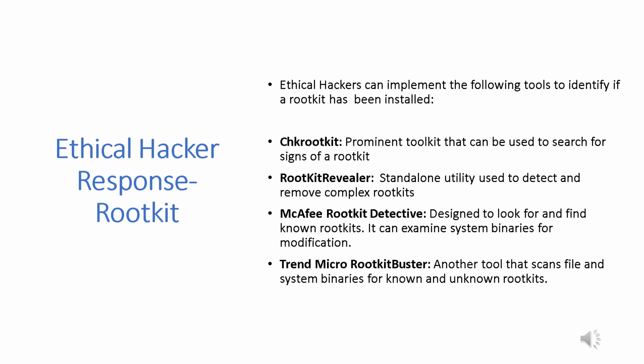Ethical hacker response to rootkits. Ethical hackers can implement the following tools to identify if a rootkit has been installed. The chkrootkit, a prominent tool that can be used to search for signs of a rootkit. The RootkitRevealer, a standalone utility used to detect and remove complex rootkits. McAfee Rootkit Detective, designed to look for and find rootkits. It can also examine system modifications, and the Trend Micro RootkitBuster, another tool that scans files and system binaries for known and unknown rootkits.